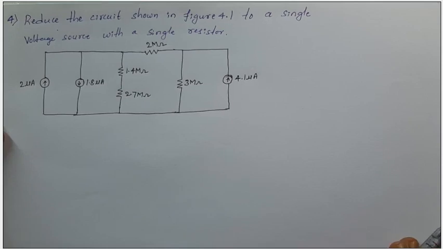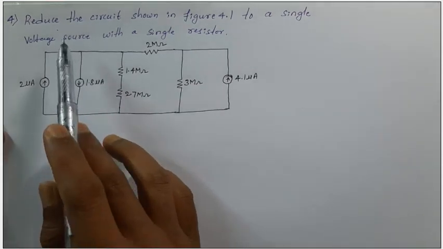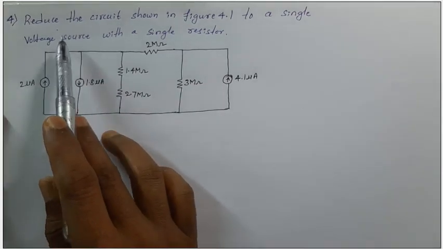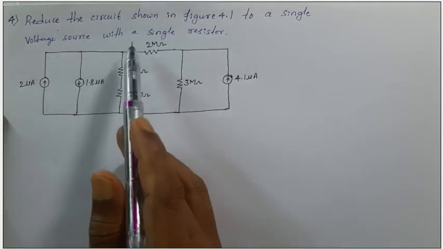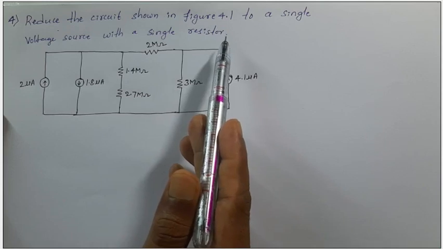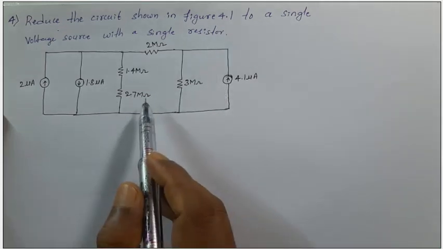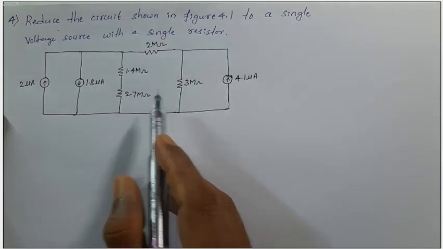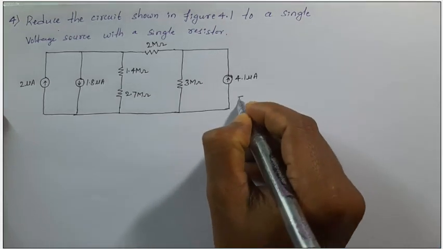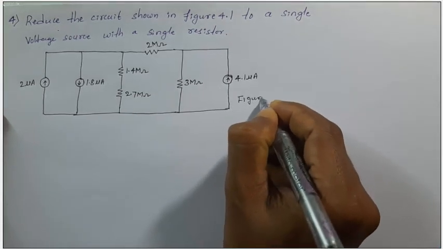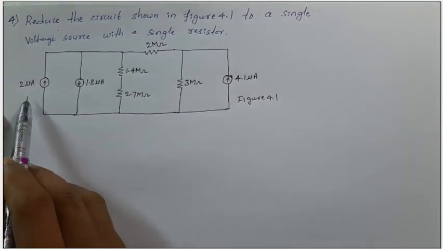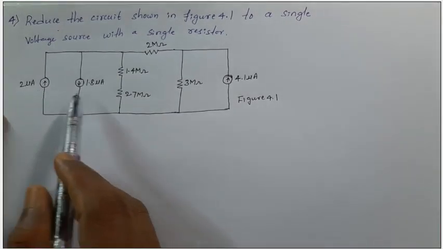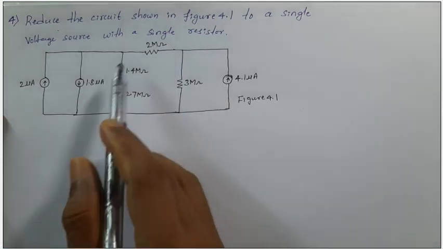This is the statement of the 4th problem. Reduce the circuit shown in figure 4.1 to a single voltage source with a single resistor. This is the circuit, let us call this figure 4.1. And here we can see there are 3 current sources and some resistors.